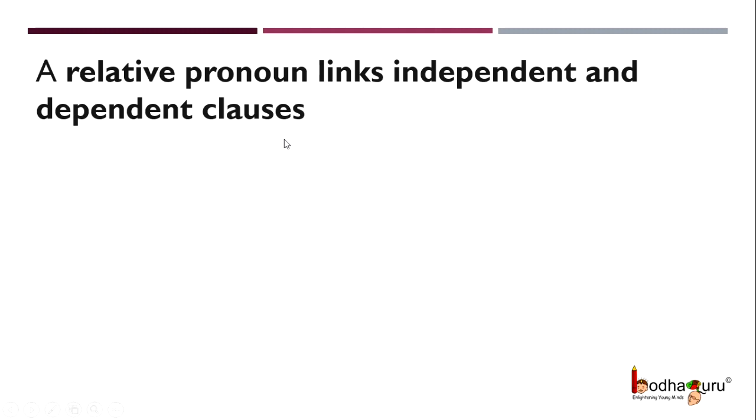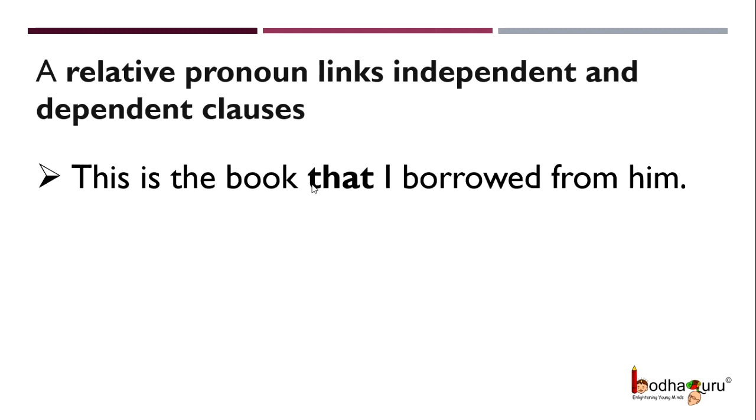This is the book that I borrowed from him. Here, this is the book is an independent clause. It's a complete sentence on its own. Whereas, that I borrowed from him is a dependent clause. It does not make complete sense on its own. So, that here is the relative pronoun which is linking the independent clause and the dependent clause.